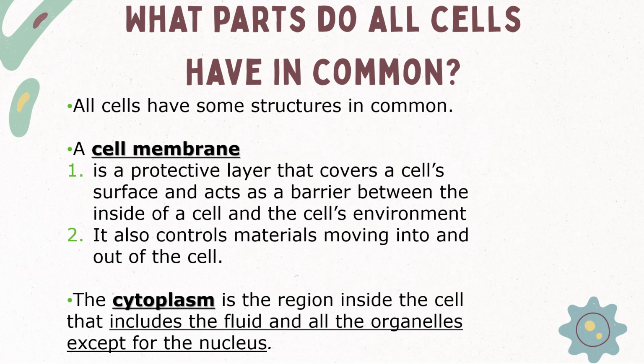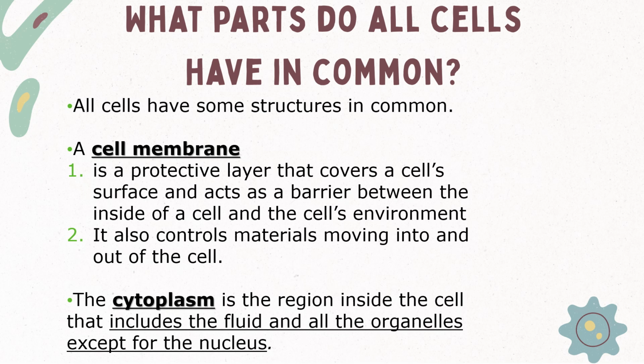The first is as a protective layer that covers the cell surface, a barrier between the inside of the cell and the cell's environment, like our skin. Our skin acts as a protective layer and a barrier between our body and the environment. The cell membrane is the same. The second function is that it also controls the materials moving into and out of the cell.